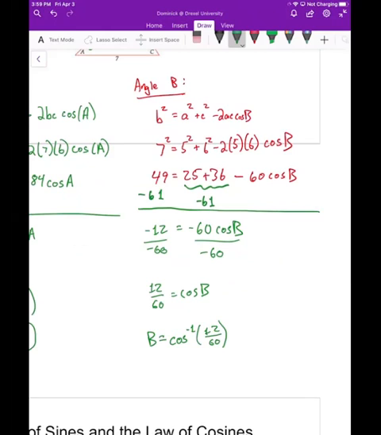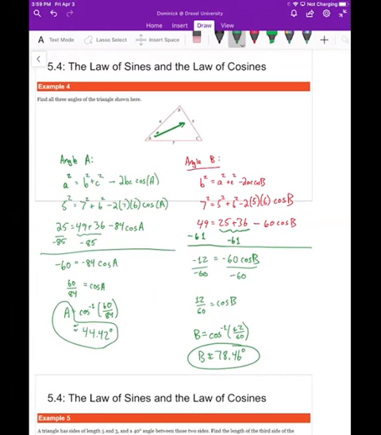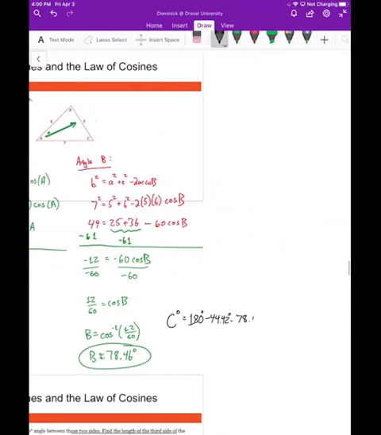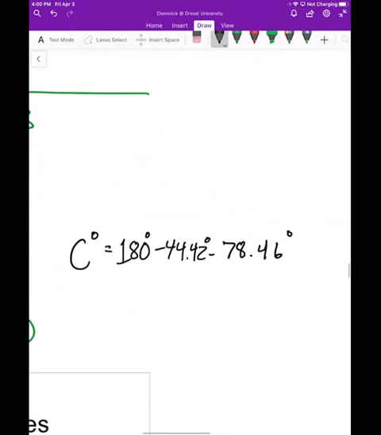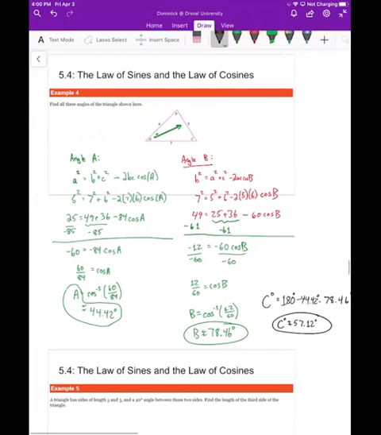So if I type this into the calculator, inverse cosine 12 over 60, I'm going to get that angle B is roughly 78.46 degrees. All right. Now you could do the same thing for angle C, but we can also use the fact that angle C again is 180 minus 44.42 minus 78.46. So if we find this, 180 minus 44.42 minus 78.46, we get that C is roughly 57.12 degrees. And you should get something similar if you used the same methods that we used to get angle A and B.